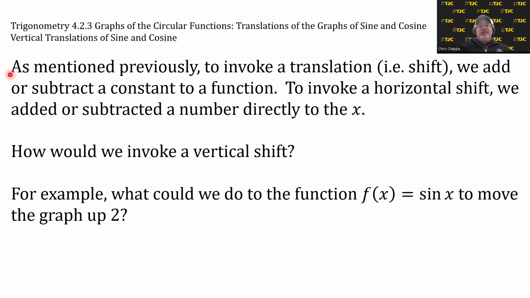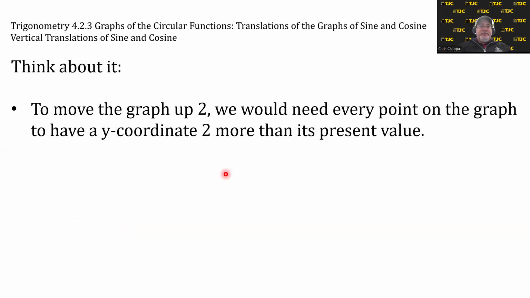Now, as mentioned previously, to invoke a translation, a shift, we add or subtract a constant to a function. To invoke a horizontal shift, we added or subtracted a number directly to the x. How would we invoke a vertical shift? For example, what can we do to the function f of x equals sine of x to move the graph up 2 units? Well, let's think about it.